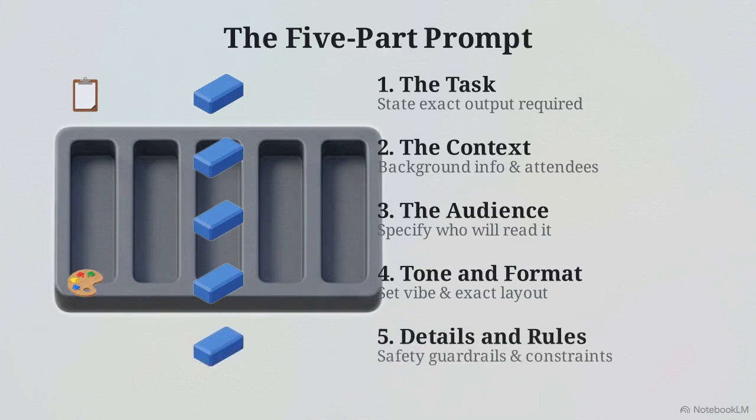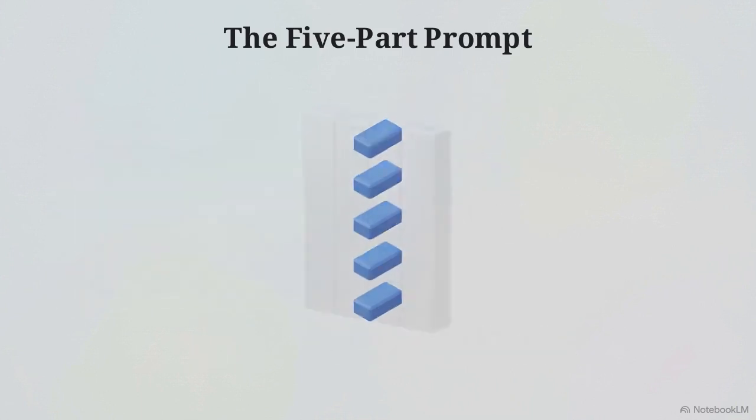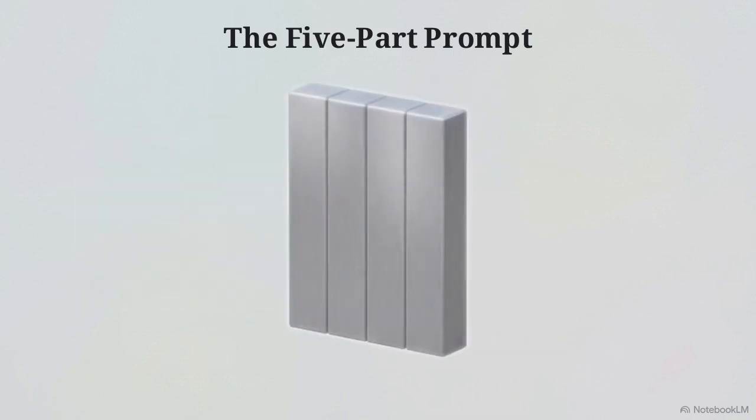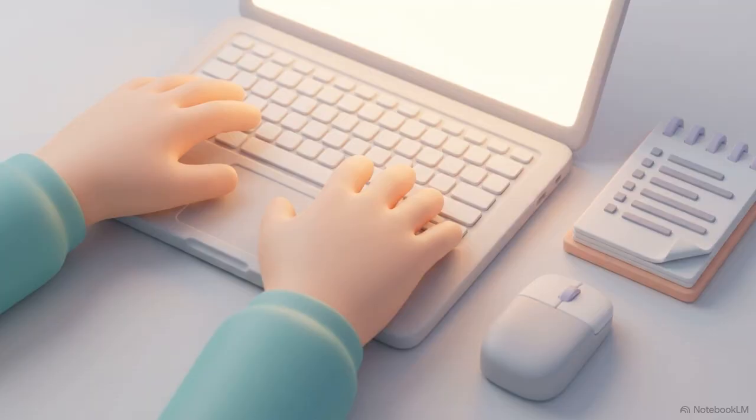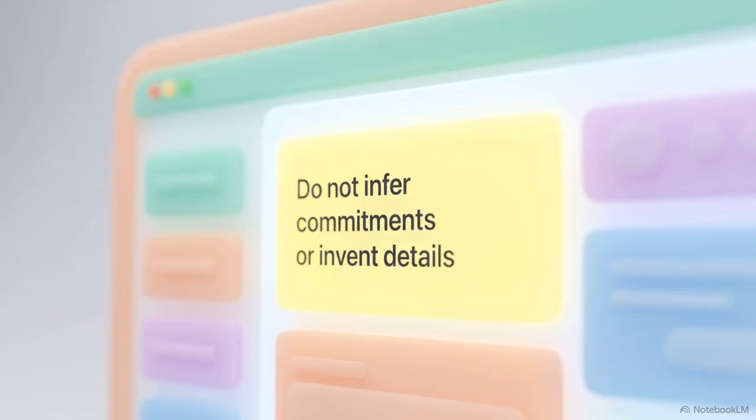Finally, the details and rules. This is where you establish safety guardrails. Tell the AI, if an owner or deadline was not explicitly agreed upon in the notes, write "not confirmed." Do not infer commitments or invent details. Writing this out takes a few extra minutes up front, but it completely outperforms the lazy alternative of asking for a basic summary. Specific input creates specific output. Setting these guardrails keeps the AI focused and prevents it from confidently wandering off topic.